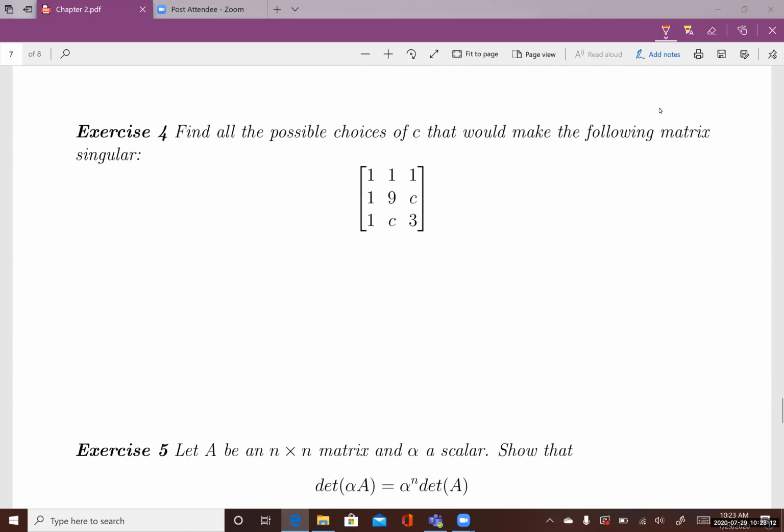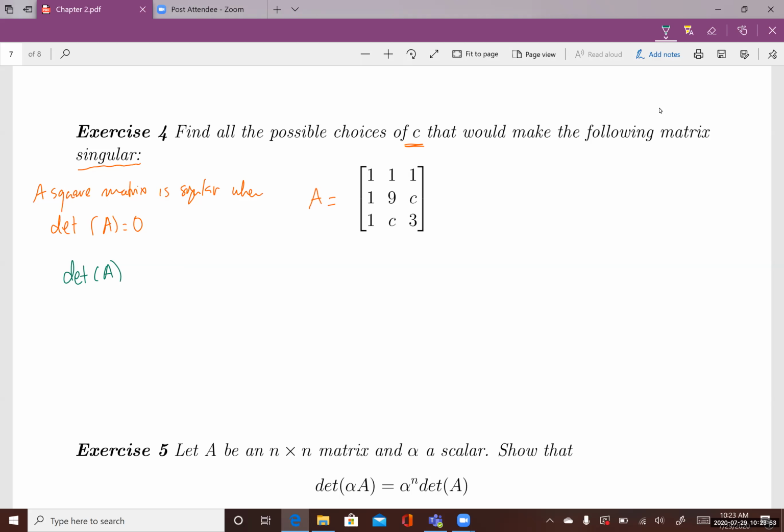Well, let's look at this example here. Find all the possible choices of c that would make the following matrix singular. Okay, we know that a square matrix is singular when the determinant of that matrix A is 0. So I call this matrix A, and I want to determine c so that A is singular. A good way to do it is trying to find the determinant of A.